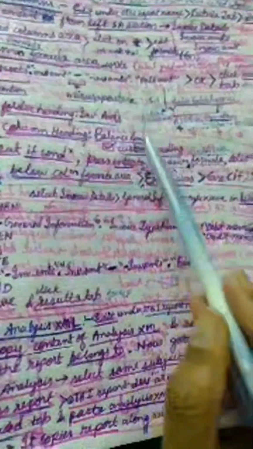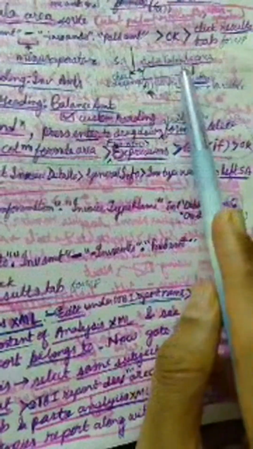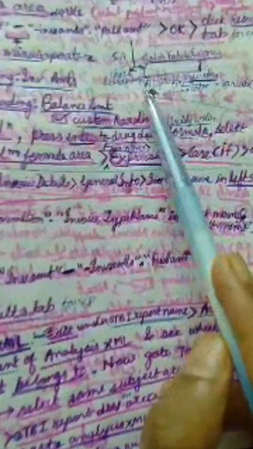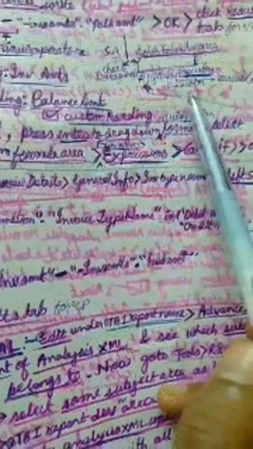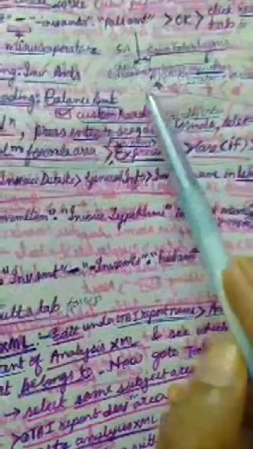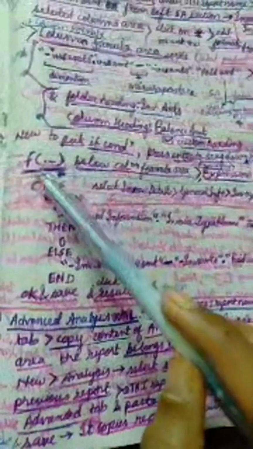to drag and drop this already existing formula. We'll click on enter, enter, enter, and then below the column formula area we have functions, filters, columns, and variables and operators. So we'll click on functions here. So what we do, drag down the formula, select function, this one.